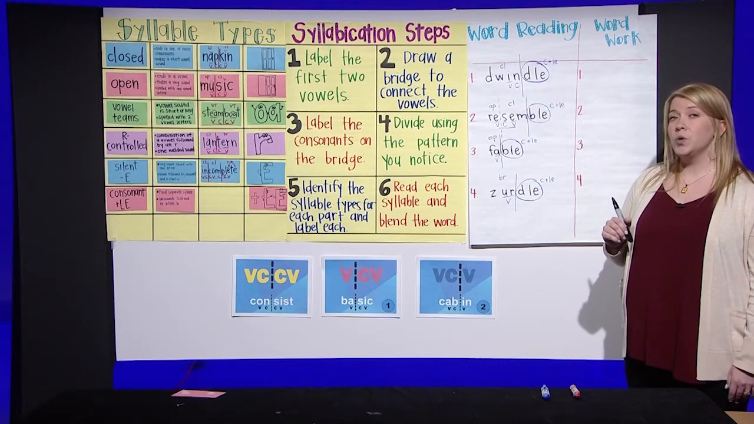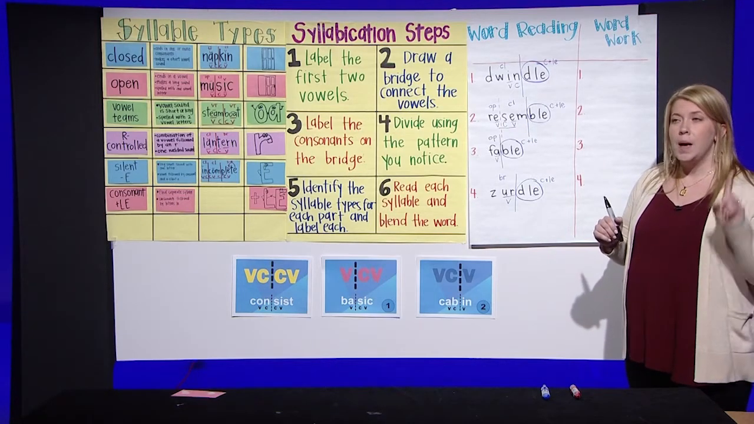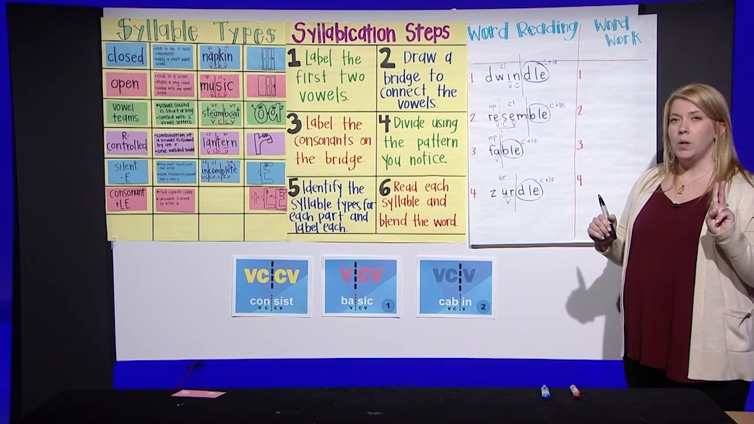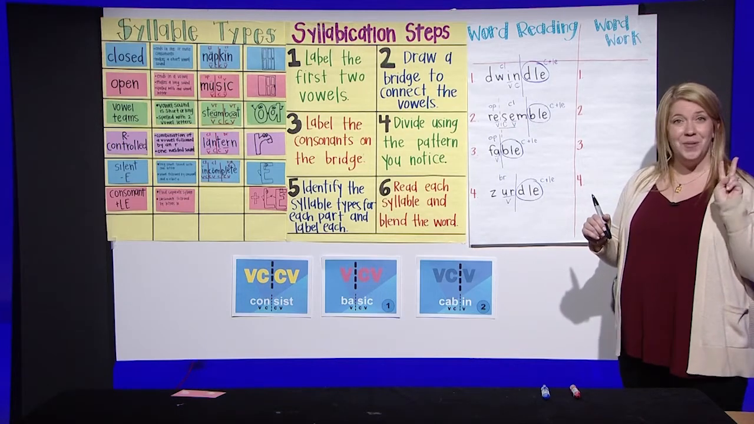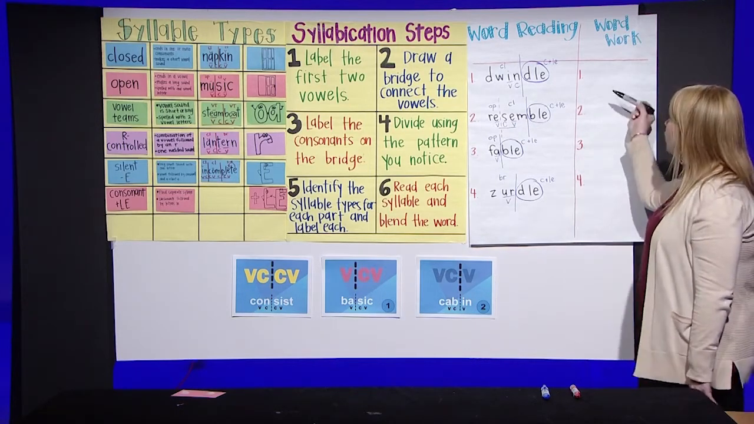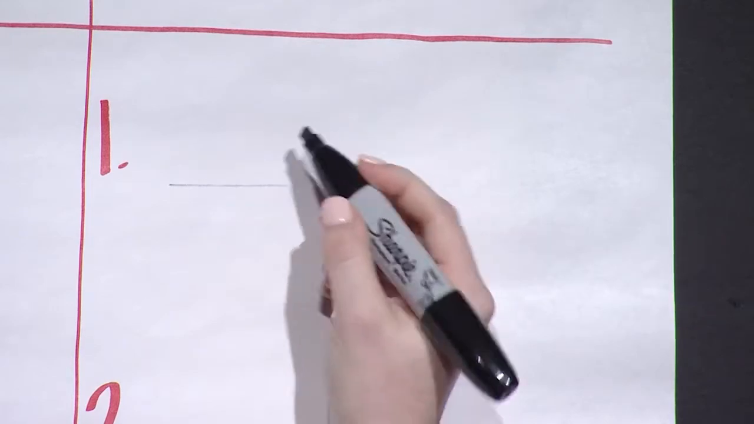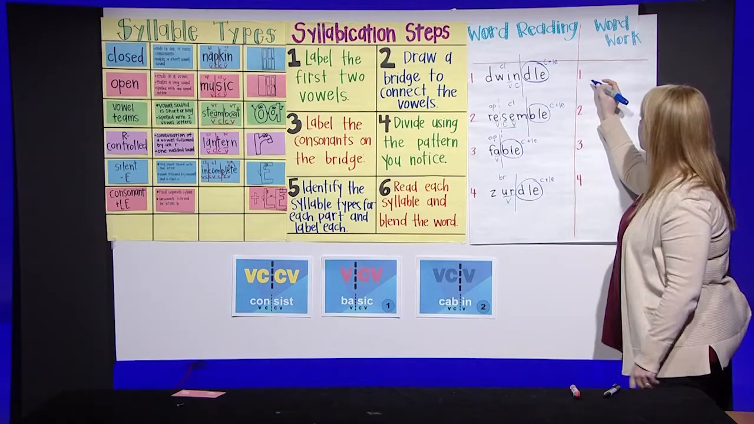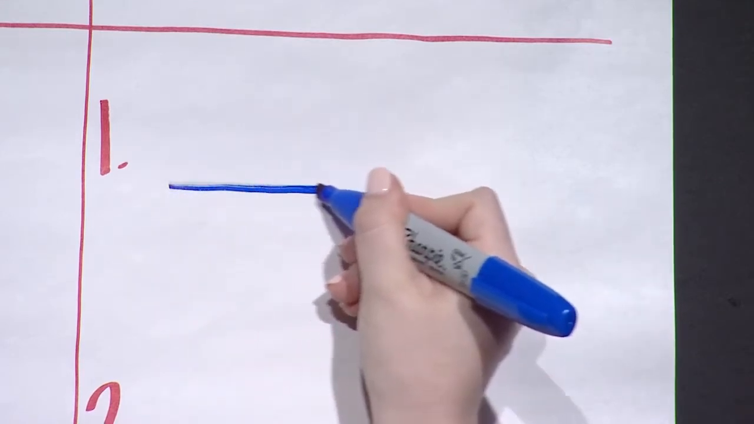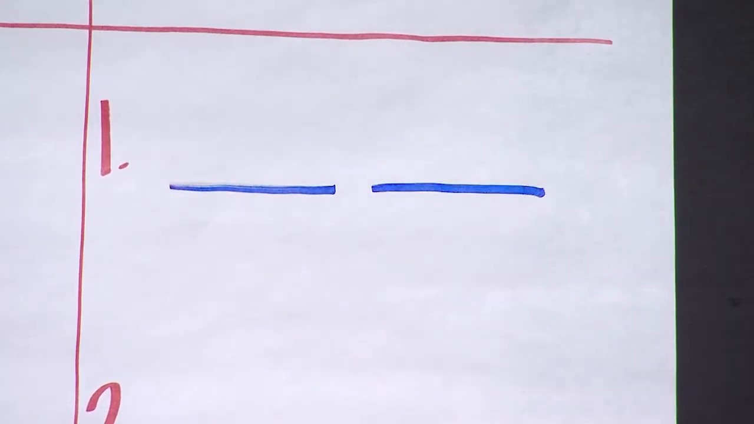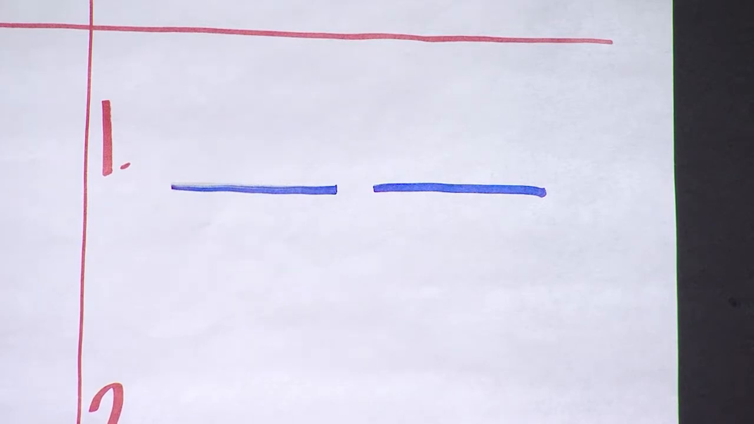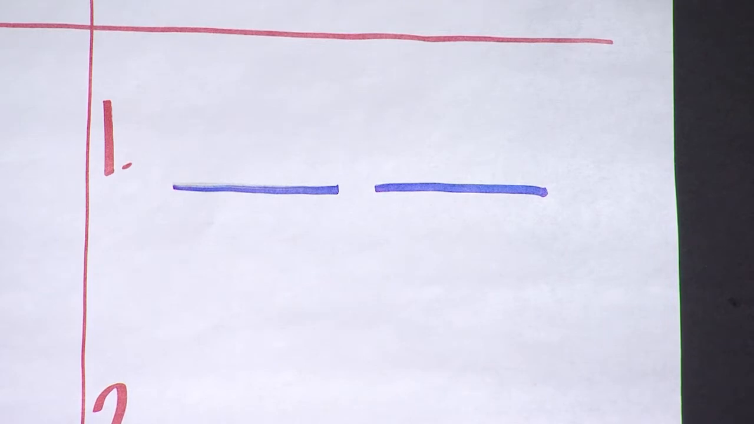Let's count the syllables we hear in bubble. Bub, bull. I hear 2 syllables. So I'm going to draw 2 lines to represent, oh no, let me get my blue marker back. I'm going to draw 2 lines to represent each word part, okay? My first syllable was bub. How would I spell bub? Let me count my sounds. B, b.